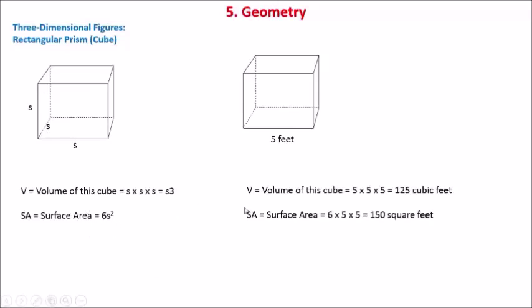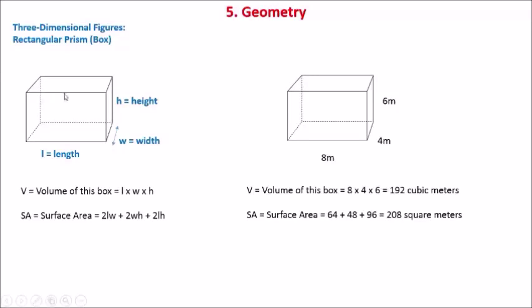So now, if the length of the side of this cube is exactly 5 feet, then what is the volume of this cube? It is 5 times 5 times 5, exactly 125 cubic feet. That's the volume of this cube. So we already know why, right? 125 blue cubes will fit in here. Surface area, we've got 6 faces, 6 times 5 times 5, 150 square feet. You just plug in the values in the formula.